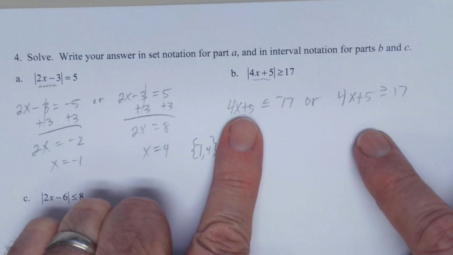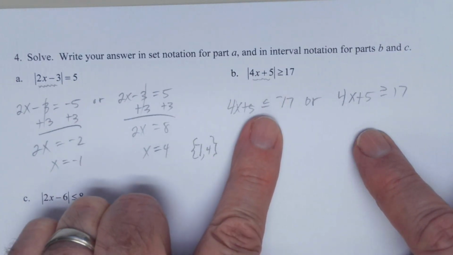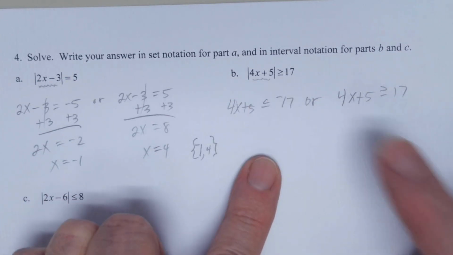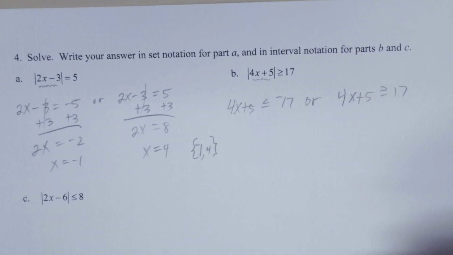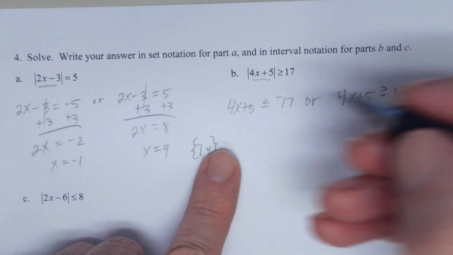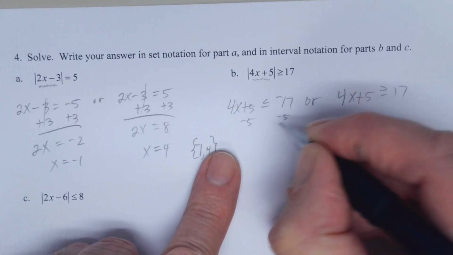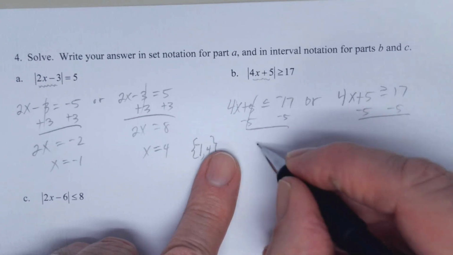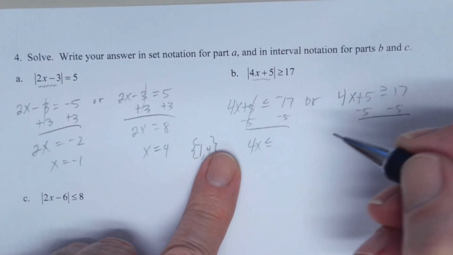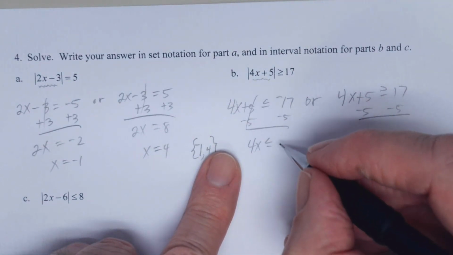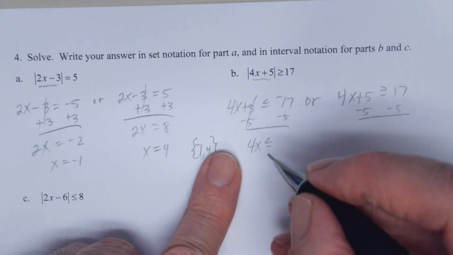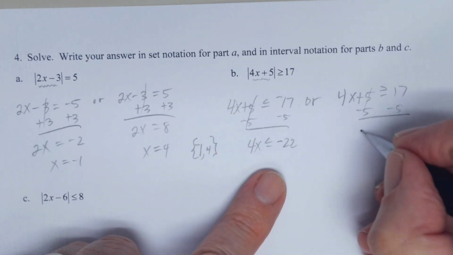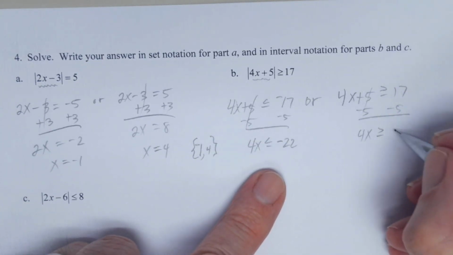And then the other case is when whatever's in here is less than or equal, so change the symbol, and also change the sign of the 17. So let's go ahead and solve this. We'll subtract 5 on both sides. In fact, I'm going to do that here too. And so we end up with 4x is less than or equal to -22. Here we're going to end up with 4x is greater or equal to 12.